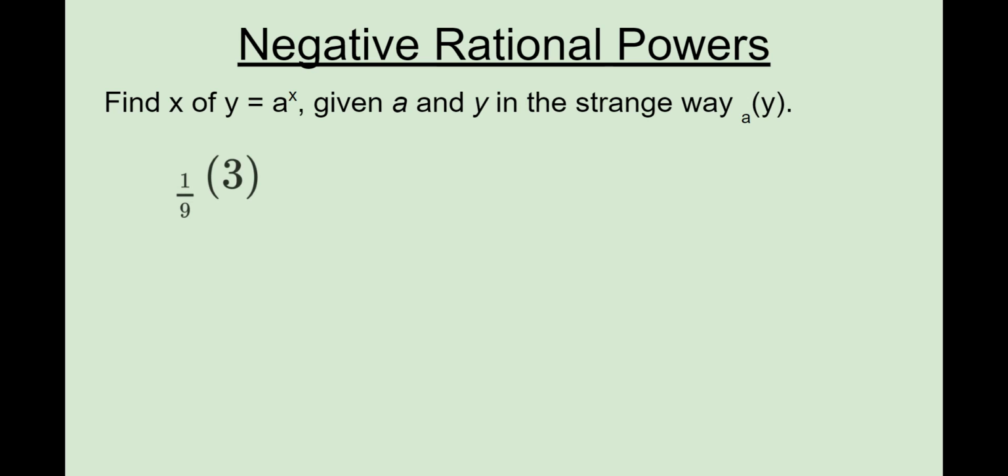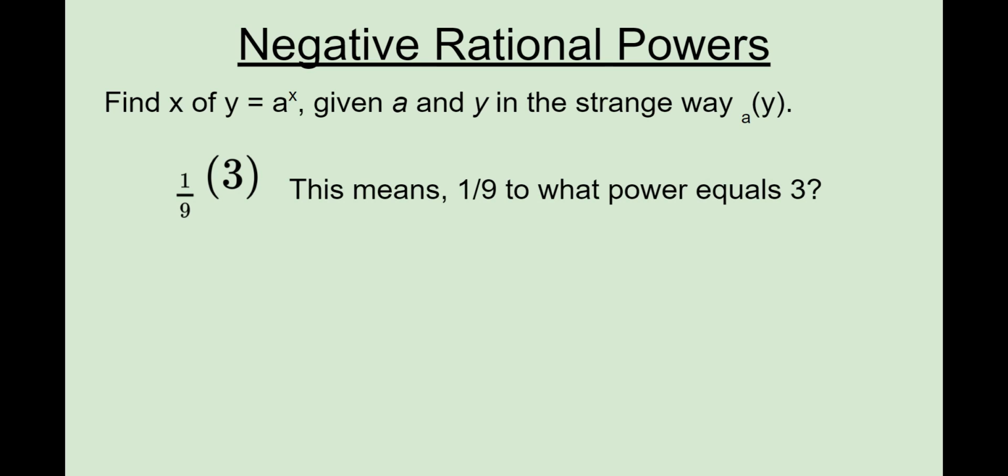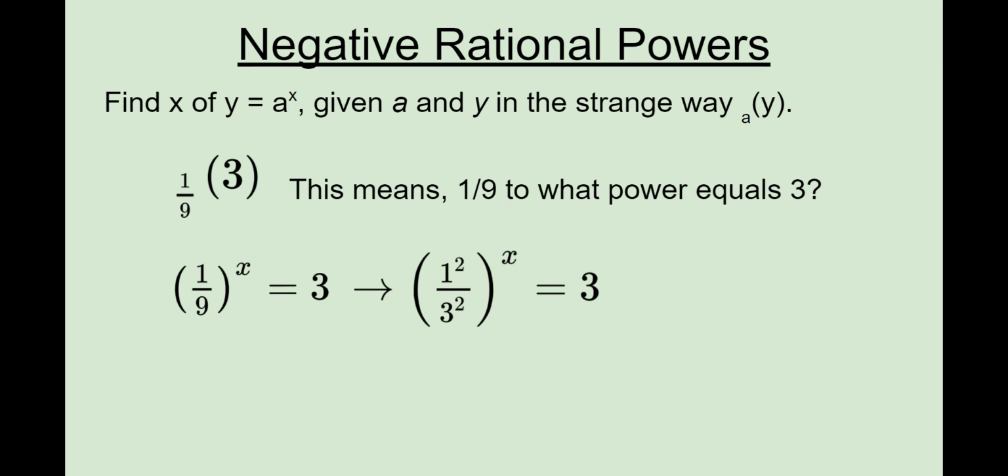Okay, let's do our last one. So I have 1/9 and then a 3. In this weird notation, that means 1/9 to what power equals 3. Set up your exponential. Same thing here. I can make my 9 into a base of 3. So 9 is 3 squared. So I have 1 squared, 3 squared. This is really 1/3 to the 2x. Because that square here, 1 squared, 3 squared. And now I have a 1/3 and I need a 3.